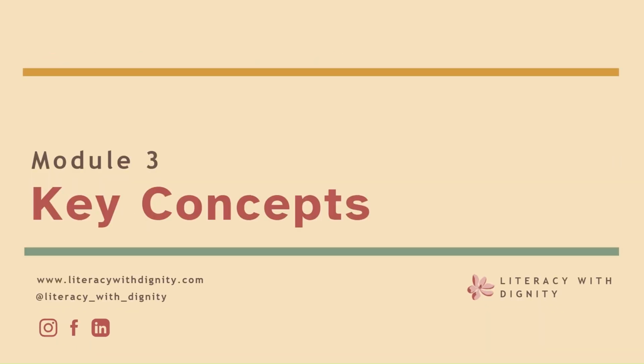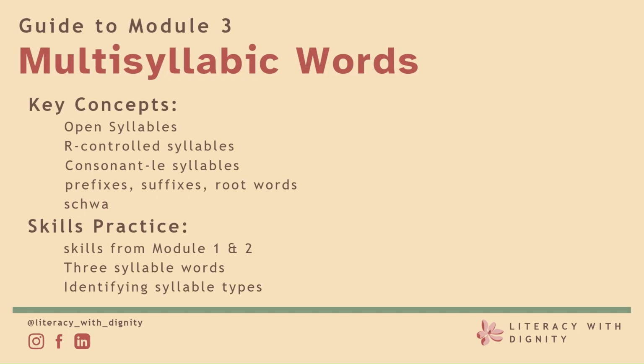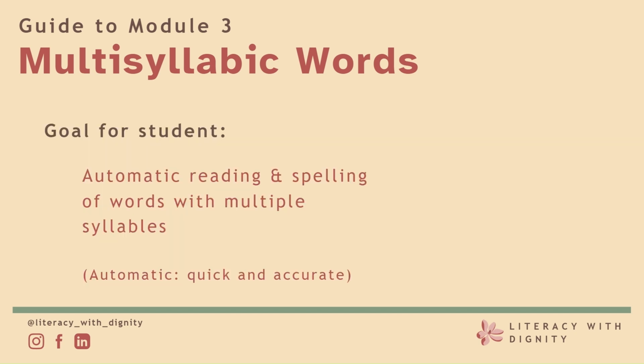Here are the key concepts. Introduced in this module are open syllables, R controlled syllables, consonant LE syllables, prefixes, suffixes, root words, and the schwa. Skills practice: we continue building on skills from modules 1 and 2, 3-syllable words, and identifying syllable types. The goal for the student is automatic reading and spelling of words with multiple syllables.